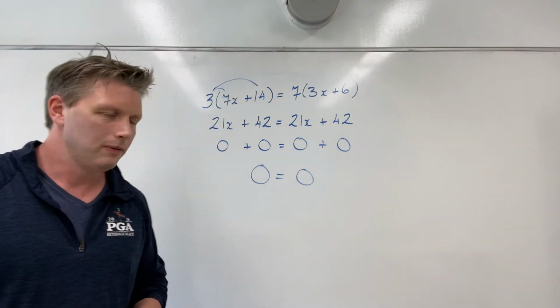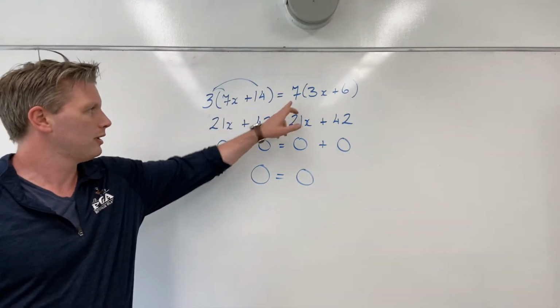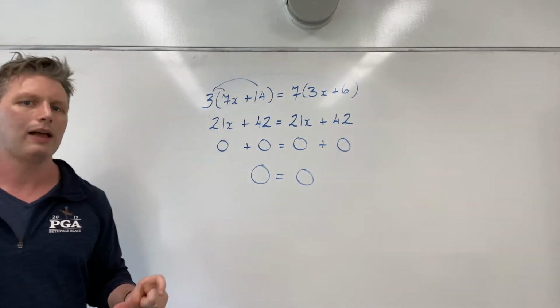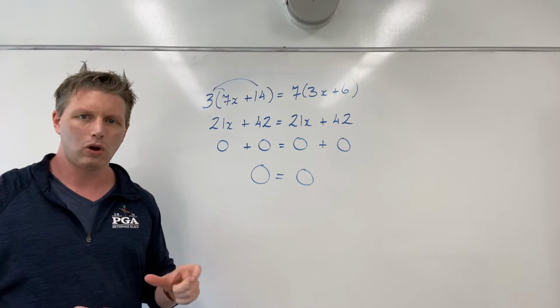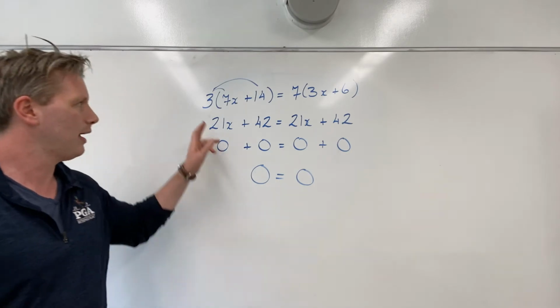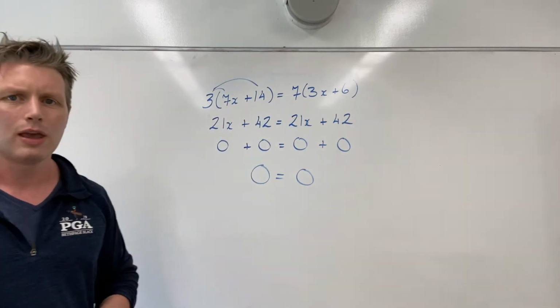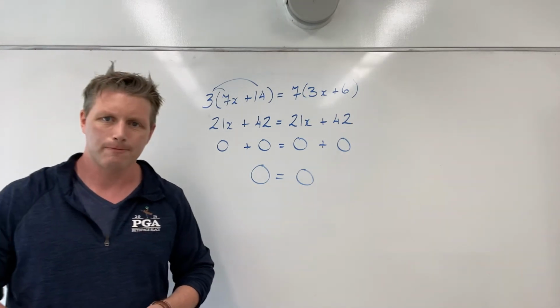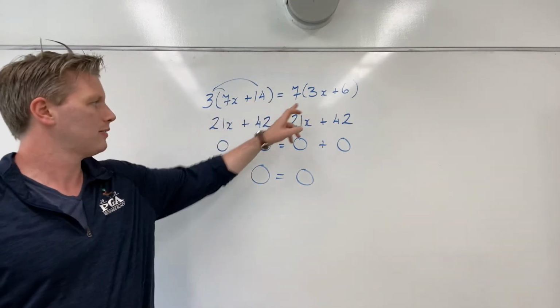This original equation is true for all real values of x. All real values of x satisfy this original equation. This equation is what we call an identity. The original equation is an identity.